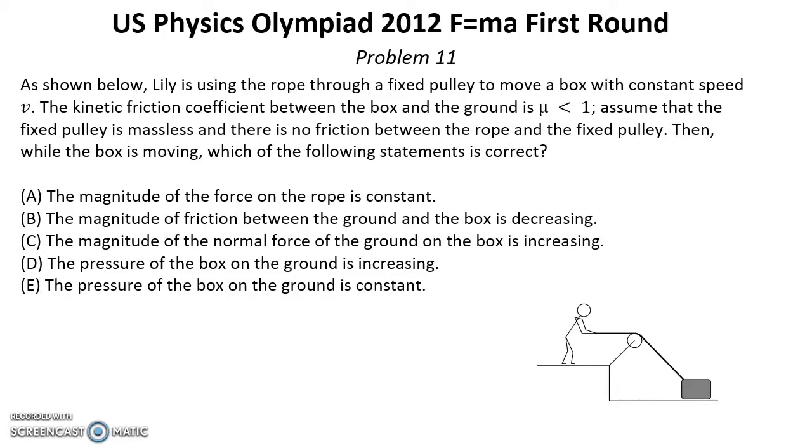As shown below, Lily is using the rope through a fixed pulley to move a box with a constant speed v. The kinetic friction coefficient between the box and the ground is μ less than 1. Assume that the fixed pulley is massless and there is no friction between the rope and the fixed pulley. Then, while the box is moving, which of the following statements is correct?